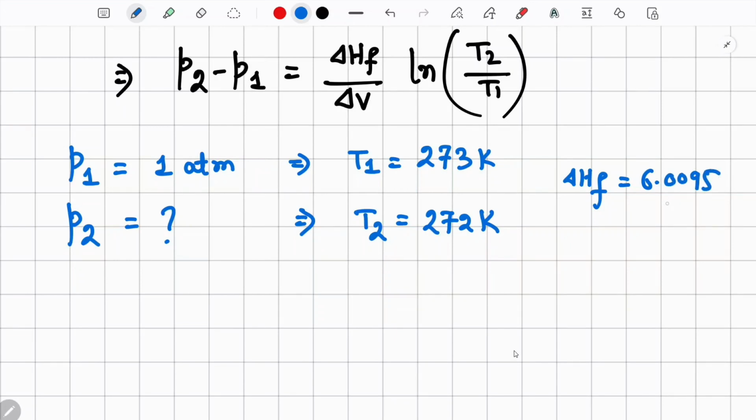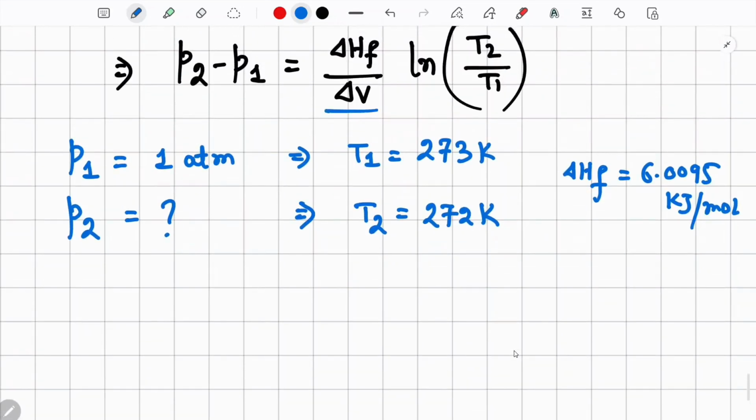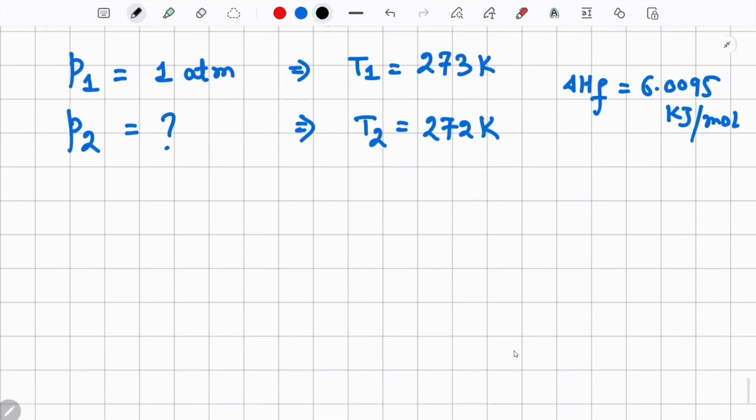6.0095 kilojoule per mole. And that which is not given, that is the delta V that we have to calculate here. How can we calculate it? From PV equals nRT.